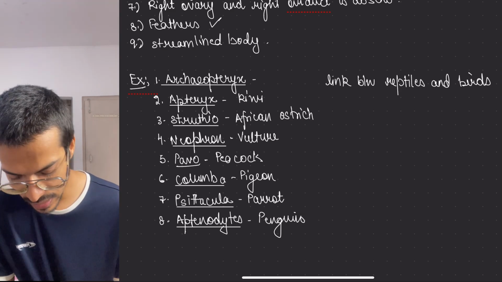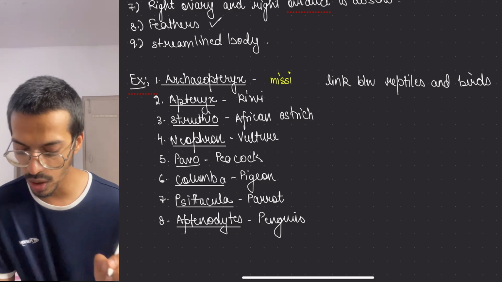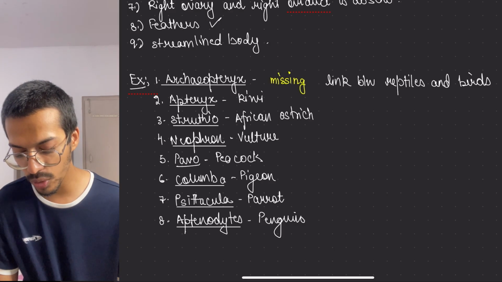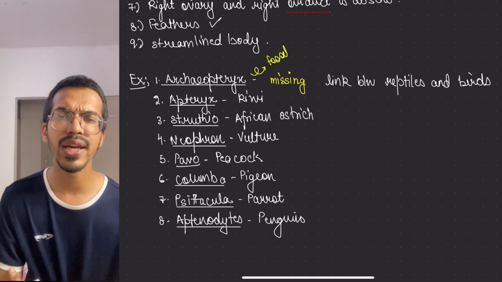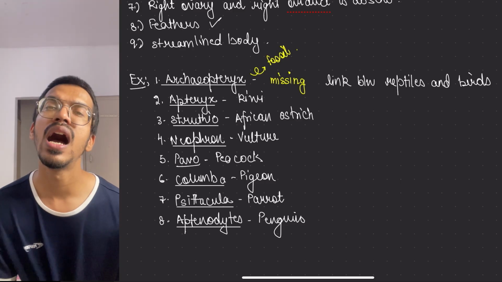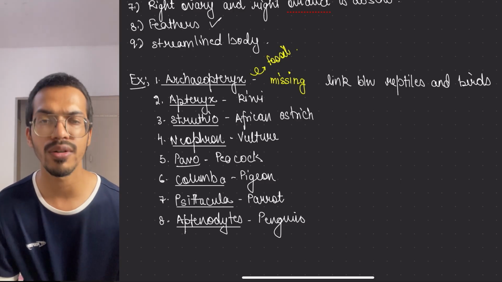What is the difference between connecting and missing link? Missing link means it is not available in this world now. We have known about this feature with the help of its fossil. And its full name, which was given by the scientist, is Archaeopteryx lithographica. Lithographica is the species of it which we found.